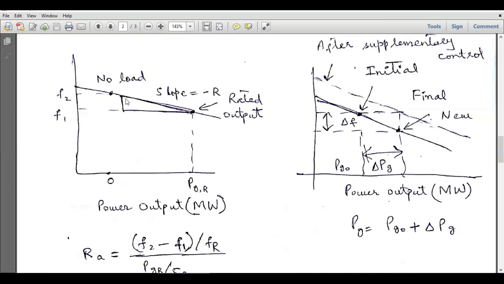And that supplementary control will shift this droop curve upward such that the new system frequency becomes equal to the actual or desired system frequency. So this can be observed in this figure.